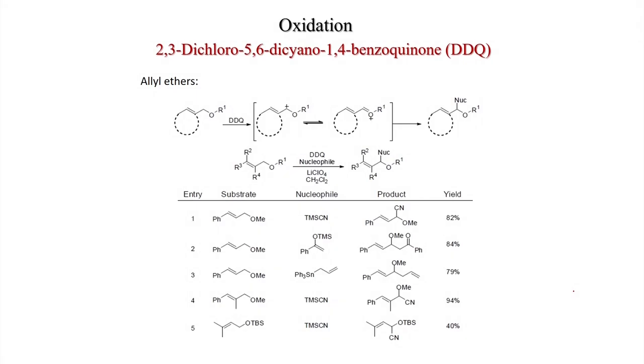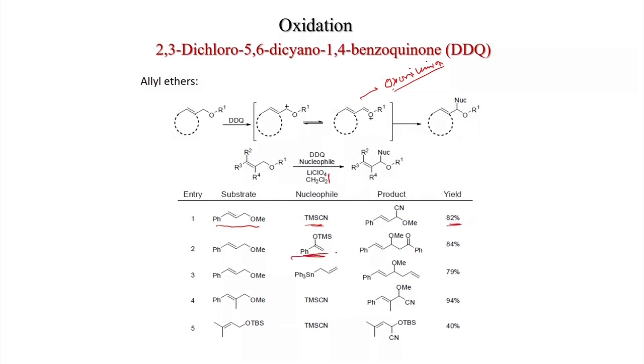Not only benzylic ethers, allyl ethers can also be reacted under this condition. So, DDQ, you have to use lithium chloride here, DDQ, lithium chloride and dichloromethane solvent, and you can get the carbocation first, then the oxonium ion, and then a nucleophile can be reacted. As you can see, this is the allylic ether. This is the formation of carbocation, and this hydride will be taken by DDQ, the oxonium ion will generate, and with TMS cyanide you get 82% yield.